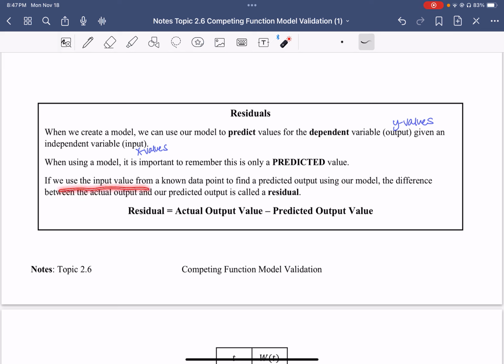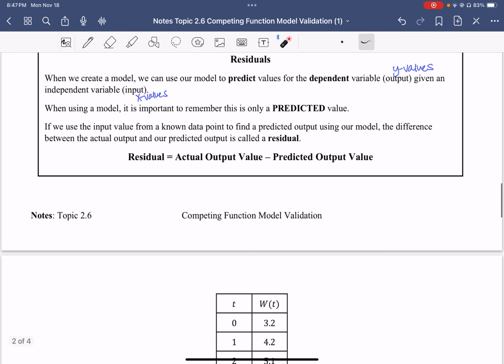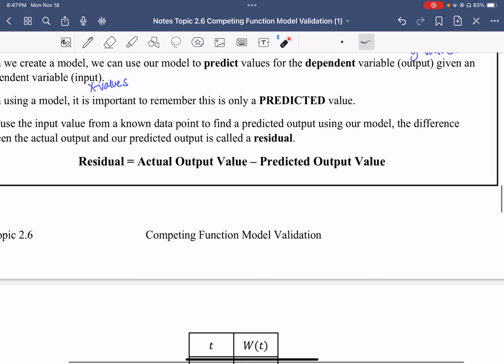So if we use the input values from a known data point to find a predicted output using our model, the difference between the actual output and our predicted output is called a residual. And the formula for the residual is the actual output value minus the predicted output value. And the actual output value always comes from the question.